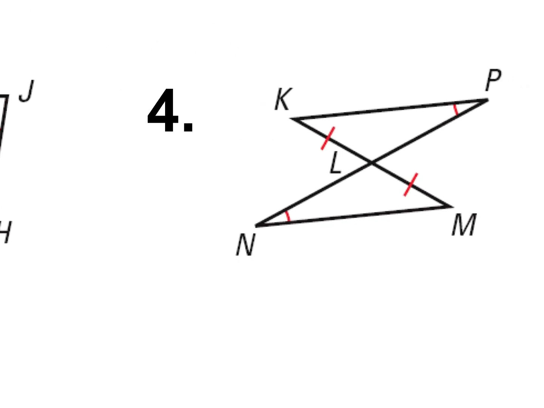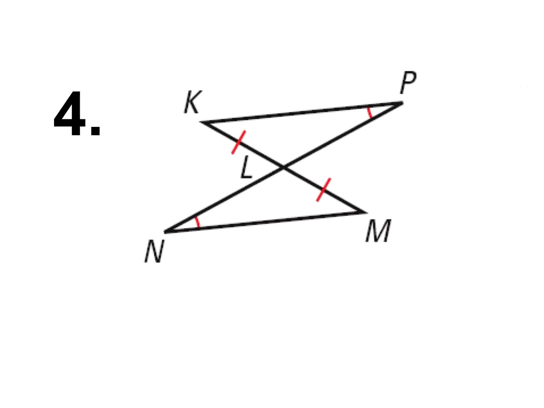Okay, looking at 4, is there anything we can assume? Yeah, the vertical angle, right? We can assume here. So now we need to connect it with a property. Angle, angle, side. So start at one end. I have this angle, angle, side. So that works. Angle, angle, side.